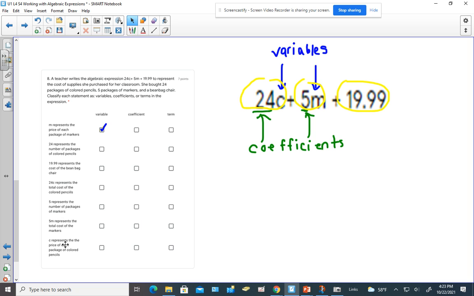So go through the rest of this the same way, and there's another question on this form that's very similar to this, and I would recommend handling it the exact same way. Take the expression, write it down, identify all the parts, and then go through the checkoff list and decide where things fit.